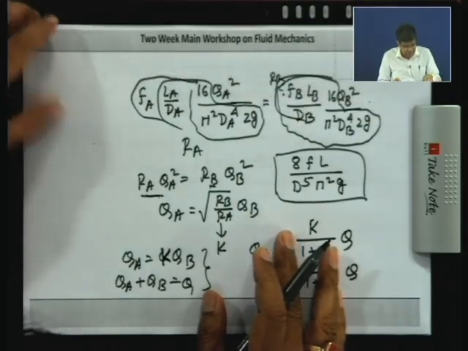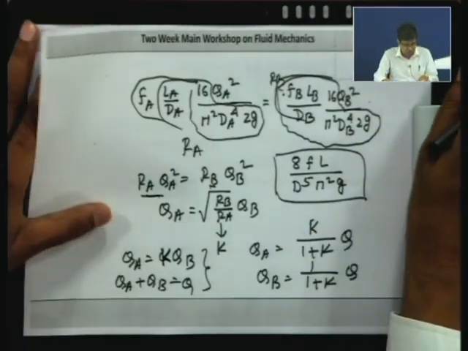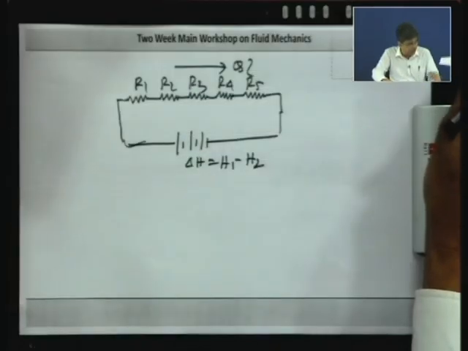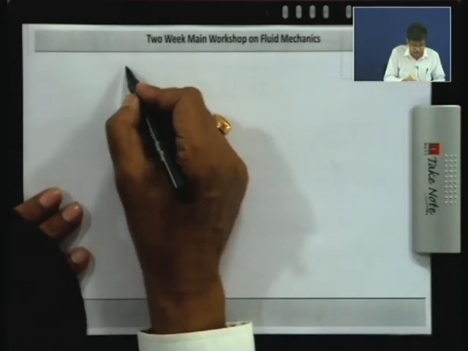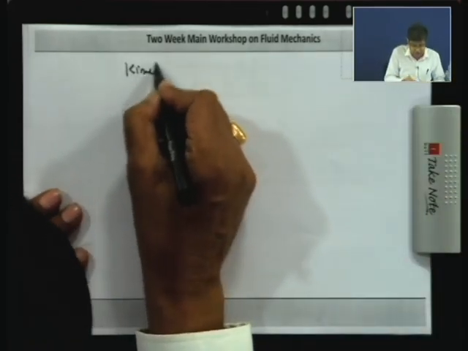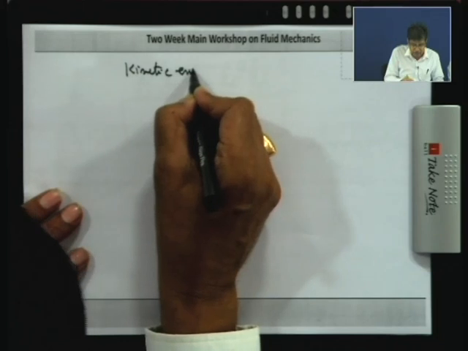Now I think this is the end, but before I stop, is there anything left? I will tell you one thing about the kinetic energy correction factor. Have you heard of it? I think you have not heard of it.